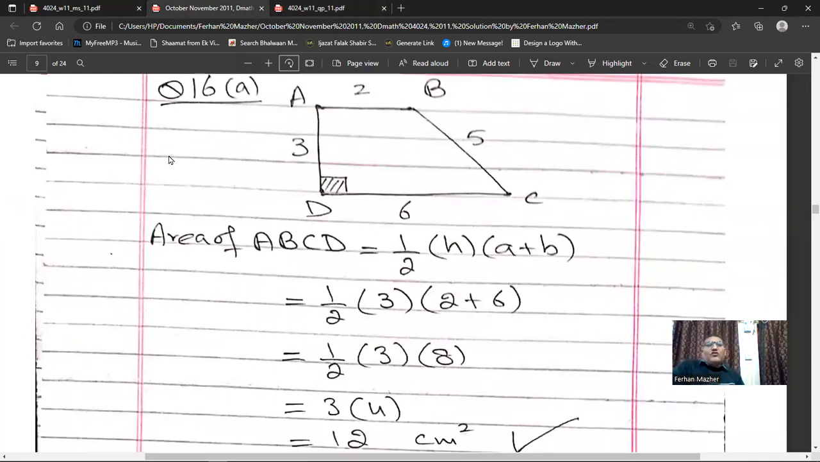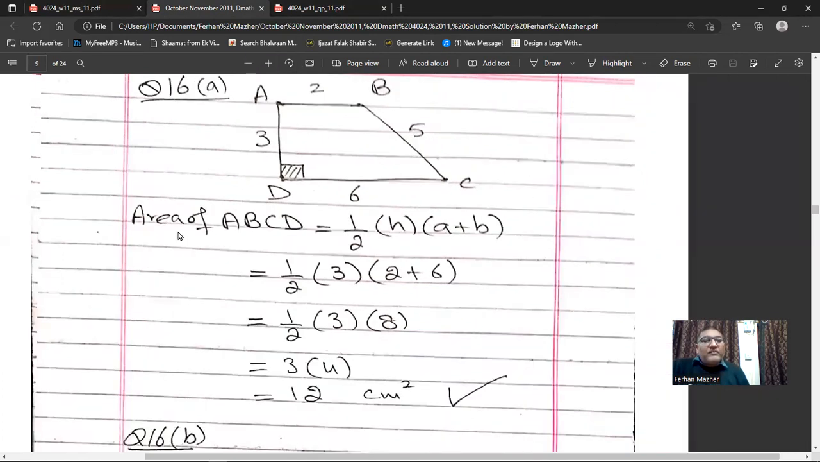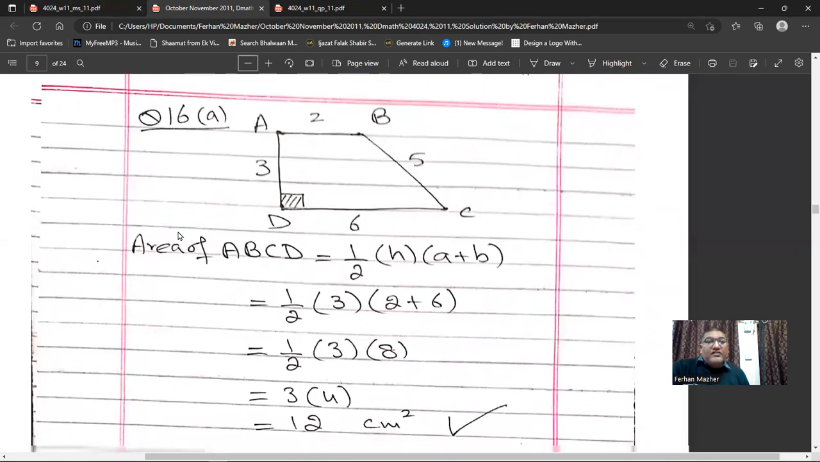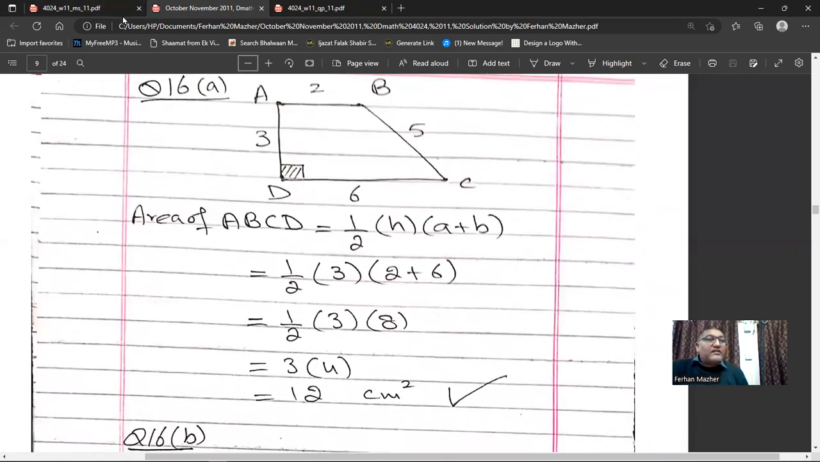Okay. So the area of the trapezium ABCD will be 1 by 2 into height into sum of parallel sides. So it will be 1 by 2 into 3 into (2 plus 6). So you will have 1 by 2 into 3 into 8, and 2 and 8 will be cancelled. So you will have 3 into 4, and that will be 12 centimeters square. So let's check.